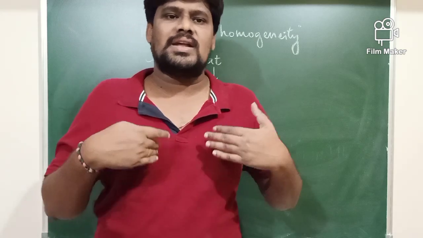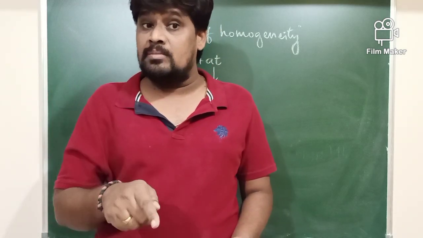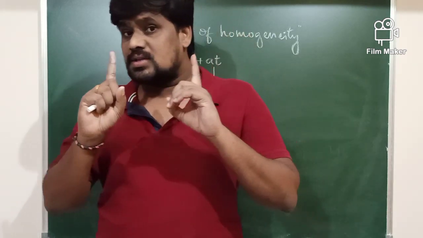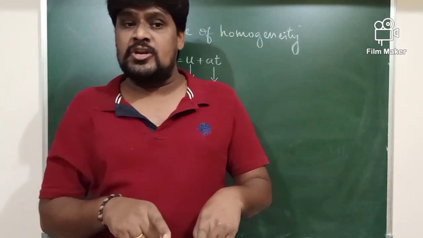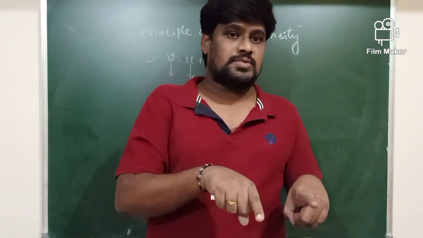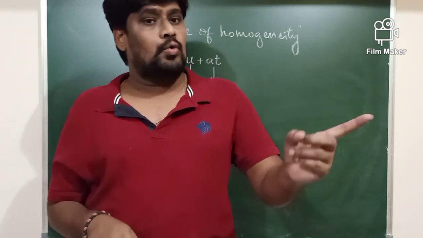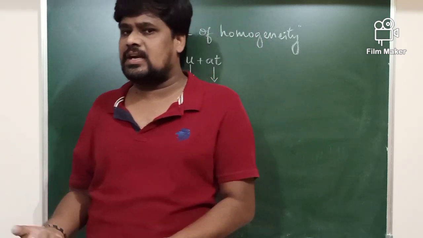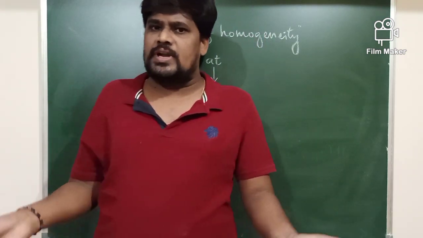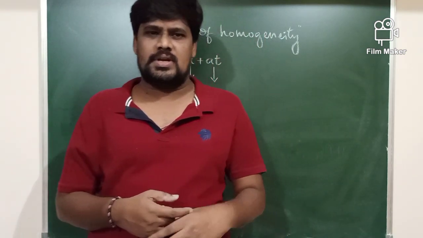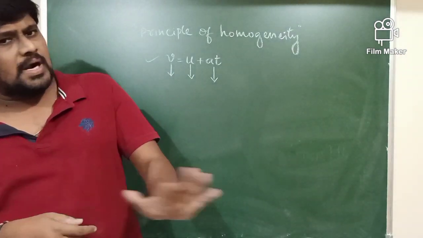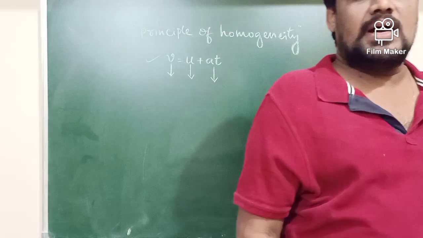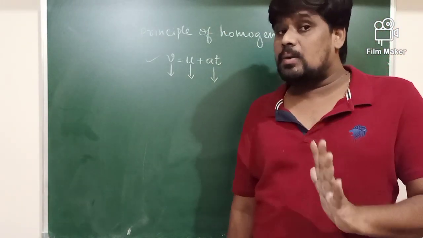Otherwise you can't add two dimensionally incorrect terms. You can't subtract two dimensionally incorrect terms. You can't equate two dimensionally incorrect terms. ಎರಡು ಟರ್ಮ್ದು ಡೈಮೆನ್ಷನ್ಸ್ ಬೇರೆ ಬೇರೆ ಇತ್ತು ಅಂತಂದ್ರೆ ಅಂತ ಟರ್ಮ್ಸ್ ನ ಆಡ್ ಮಾಡ್ಲಿಕ್ಕೆ ಆಗಲ್ಲ, ಸಬ್ಟ್ರಾಕ್ಟ್ ಮಾಡ್ಲಿಕ್ಕೆ ಆಗಲ್ಲ, ಈಕ್ವೇಟ್ ಮಾಡ್ಲಿಕ್ಕೆ ಆಗಲ್ಲ.